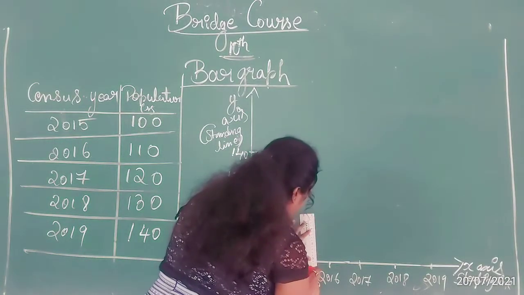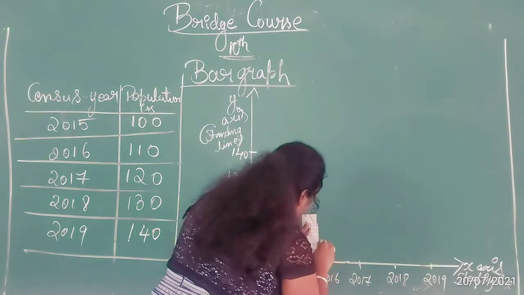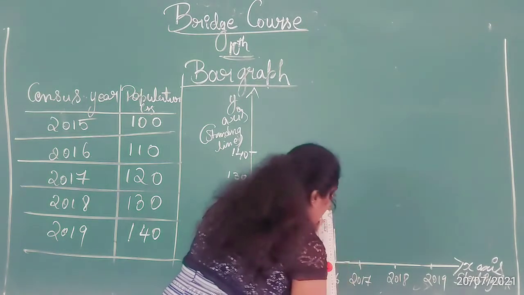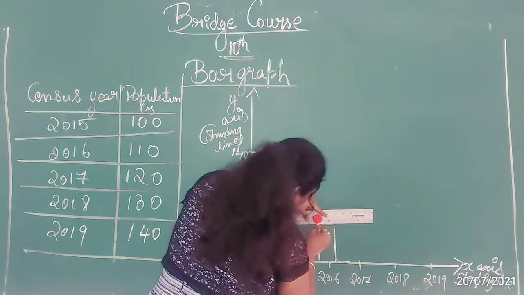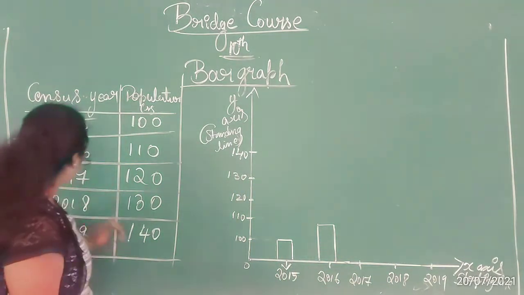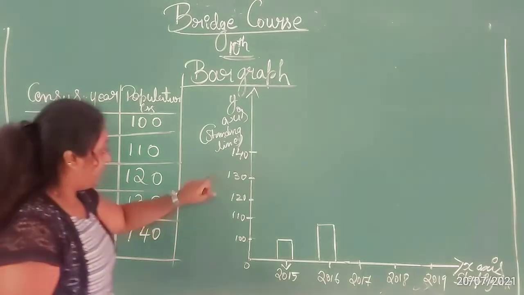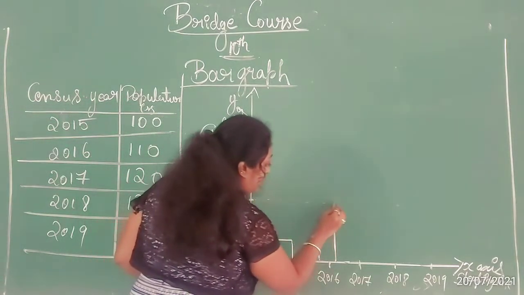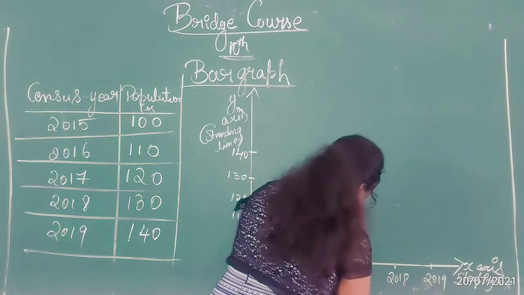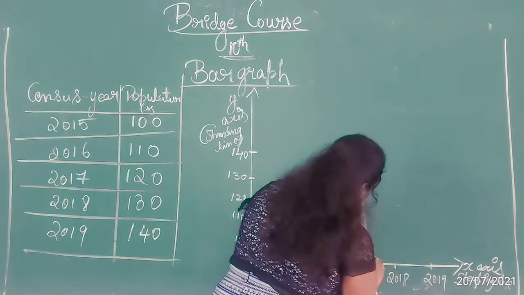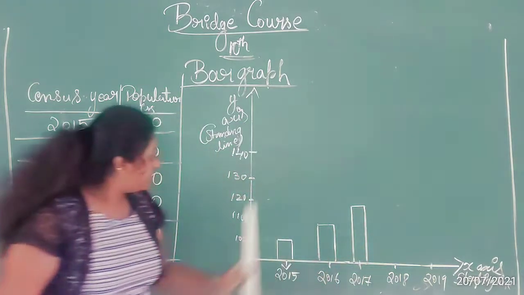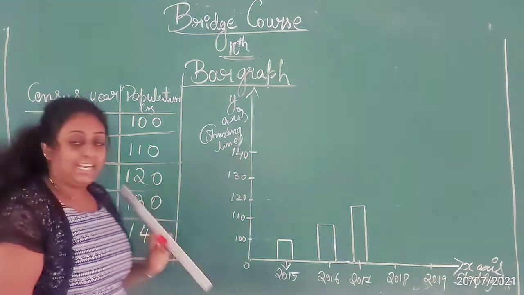Now again, keep your blue. And you're going to draw the bar graph. Okay. See? Correct, 210 I have drawn. And next 2017, 120. Again cross graph right here and then correctly you have to join the line. Got it? Next 2018, 130.